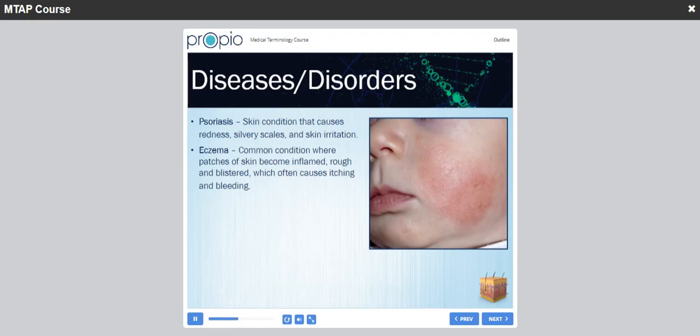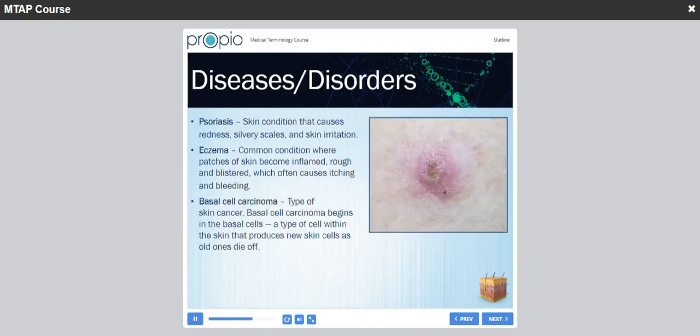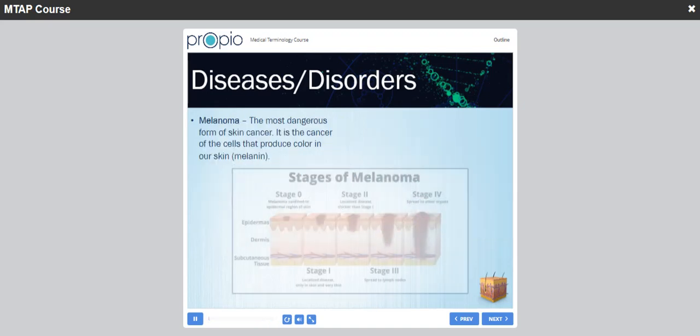Basal cell carcinoma is a type of skin cancer. Basal cell carcinoma begins in the basal cells. It's a type of cell within the skin that produces new skin cells as old ones die off. Melanoma is the most dangerous form of skin cancer. It's the cancer of the cells that produce color in our skin, melanin.